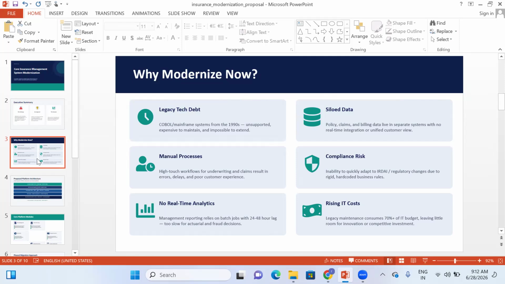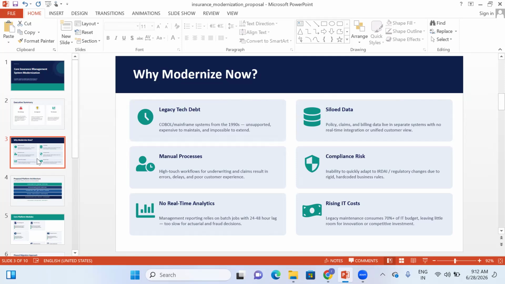The next is no real-time analytics, because we are managing reporting, right? We must be relying on batch jobs, with everything taking 24 to 48 hours. So there are no real-time analytics earlier in the legacy one.